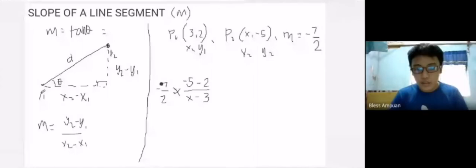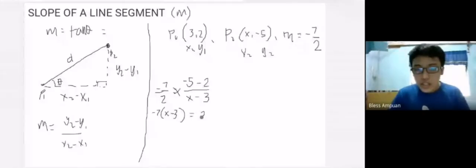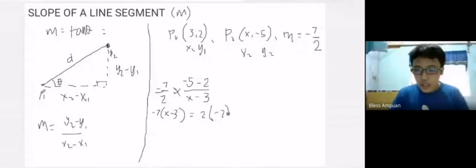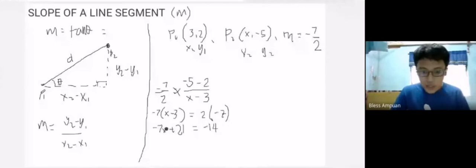So negative 7 times x minus 3. So we have negative 7 times x minus 3, and then 2 times negative 5 minus 2. Negative 5 minus 2 is negative 7. So applying the distributive property of integers, this is negative 7x, and negative 7 times negative 3 is positive 21. Equals negative 7 times 2, which is negative 14. Okay, so here is our equation: negative 7x plus positive 21 equals negative 14.